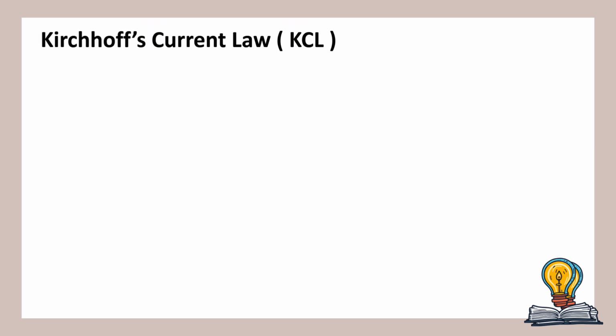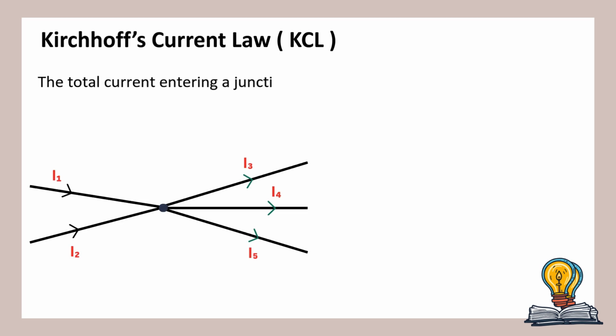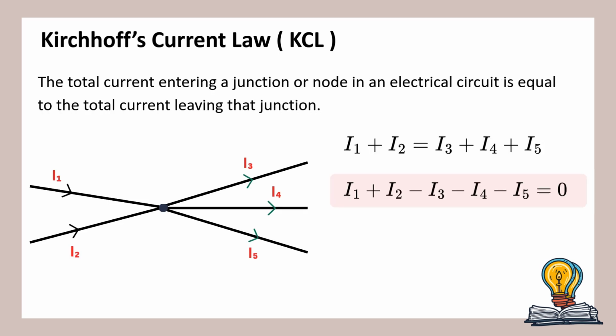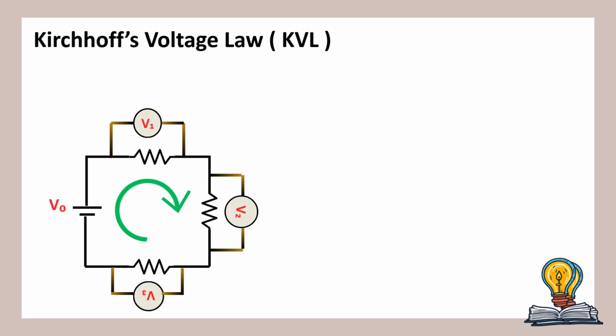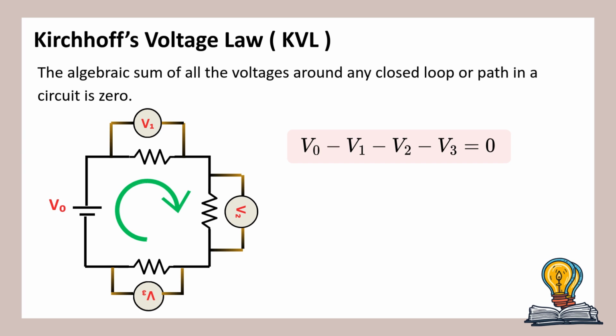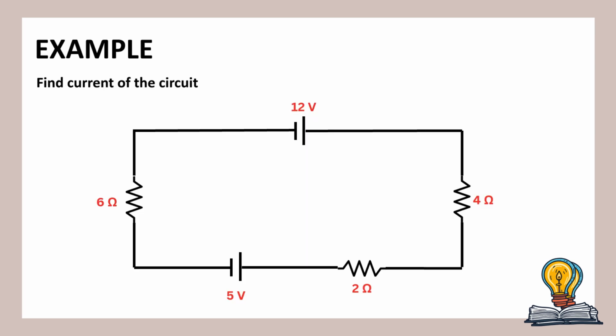Kirchhoff's current law, or KCL, is about the currents at a junction. It says that the total current entering a node is always equal to the total current leaving it. Next up is Kirchhoff's Voltage Law, or KVL. It says that if you go around any closed loop in a circuit, the sum of all voltage rises and drops is zero. Next, let's solve a simple circuit example to clearly understand how KVL works.